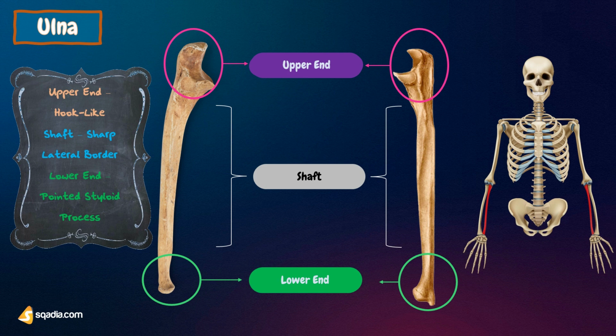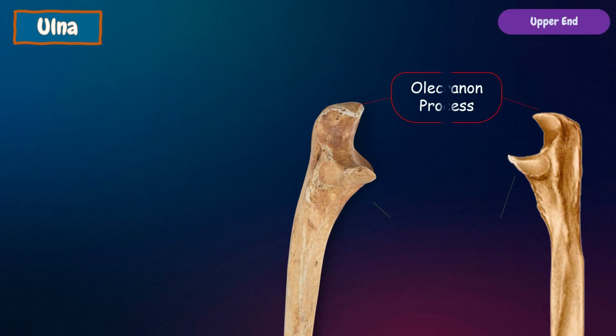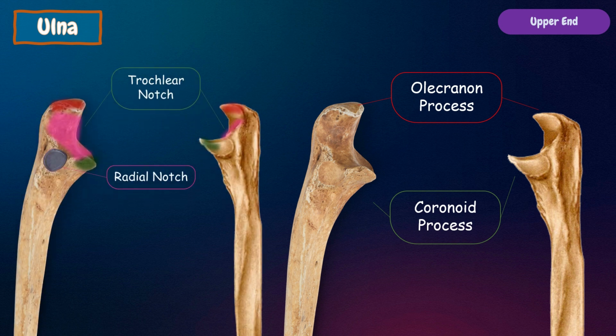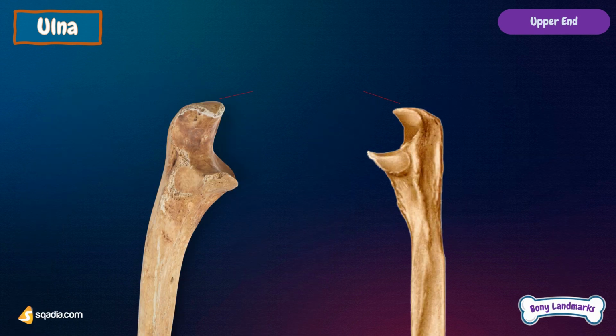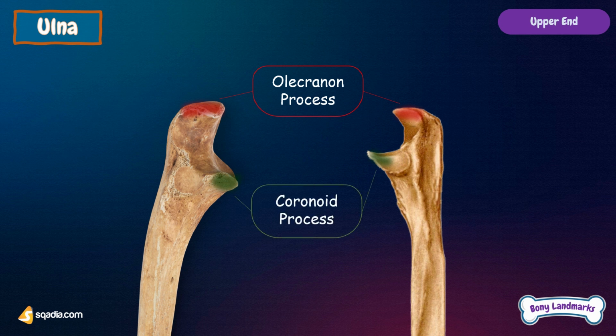Let's look at them one by one a bit more closely, starting with the upper end. The upper end presents two processes, olecranon and coronoid processes, and two notches, the trochlear and radial notches. The olecranon process projects upwards from the shaft. Its anterior surface articulates with the trochlear notch. The posterior surface forms a triangular subcutaneous area that is separated from the skin by a bursa.